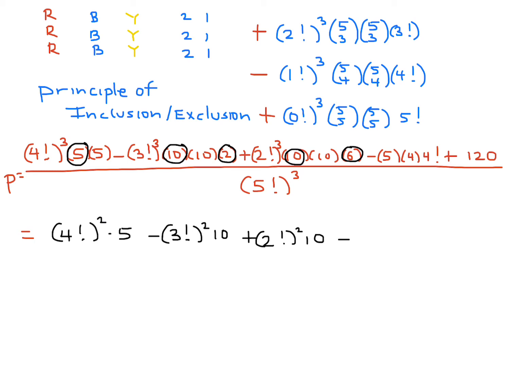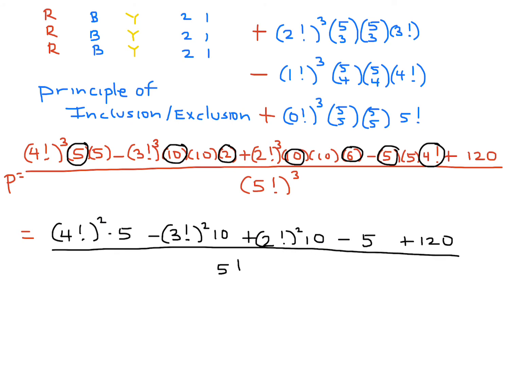And the next one, I can combine this and this. That would just leave me with a 5. And then the last one is just 120. And that's all over 5 factorial to the power of 3.